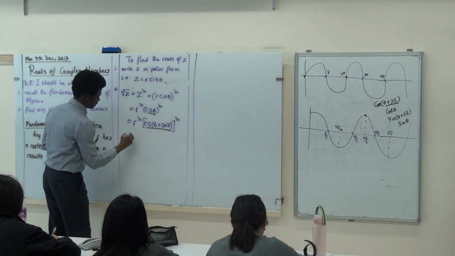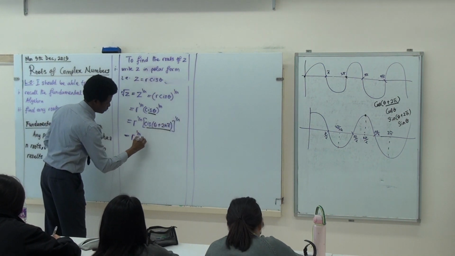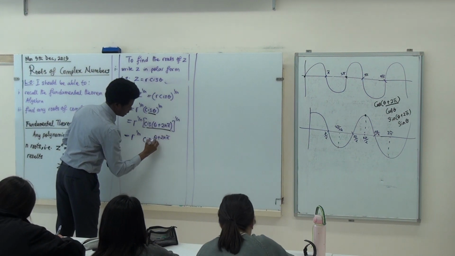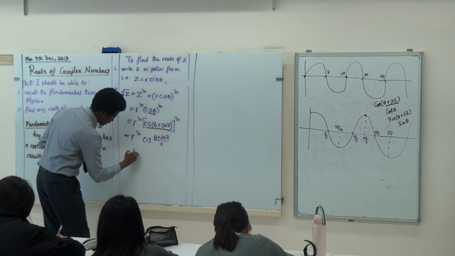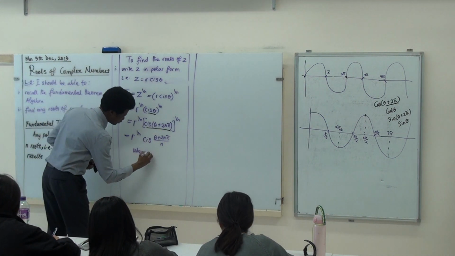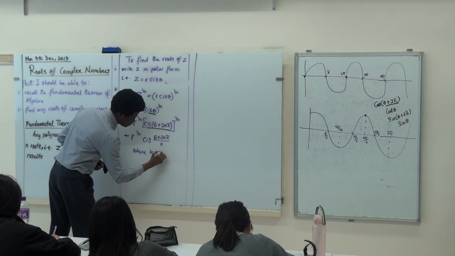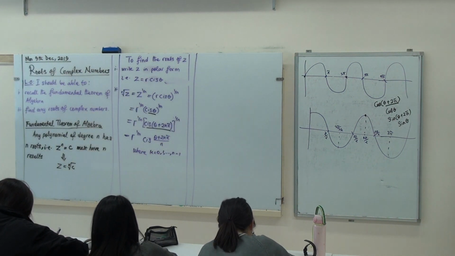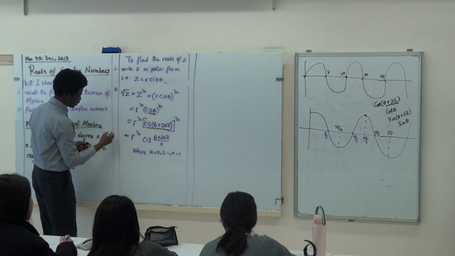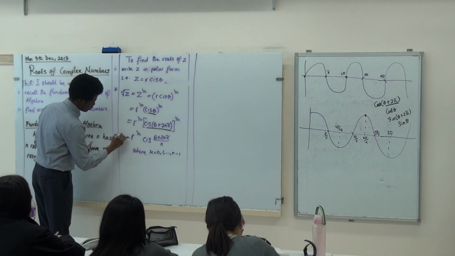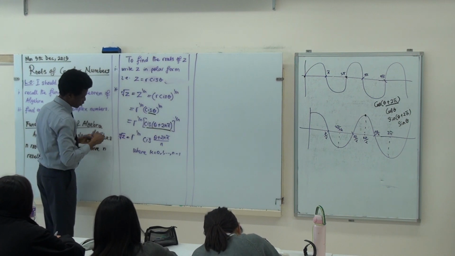Now if you apply the property that we all know, we get r to the 1 over n CIS of theta plus 2k pi divided by n. In this case, according to the fundamental theorem, there should be n values. You start from when k is equal to 0 up to when k is equal to n minus 1. So you have all your n values. Does it make sense? So this is what we need.